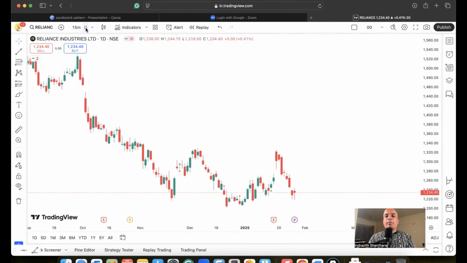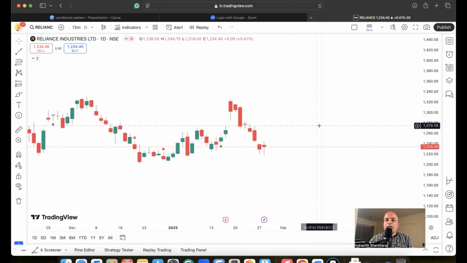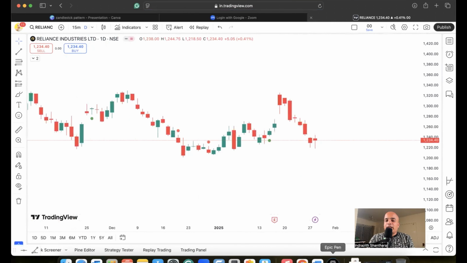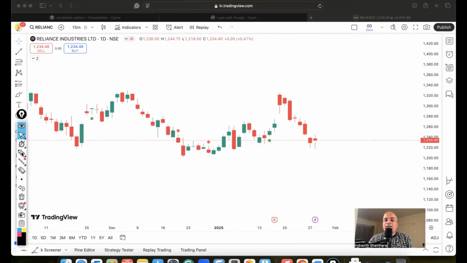See here, many people struggle a lot to read a candle. What they do is go with the color. Sometimes it happens unconsciously. They think if the color is red, it is bearish. If the color is green, it is bullish. It may not be the case, friends. It may not be the case all the time.